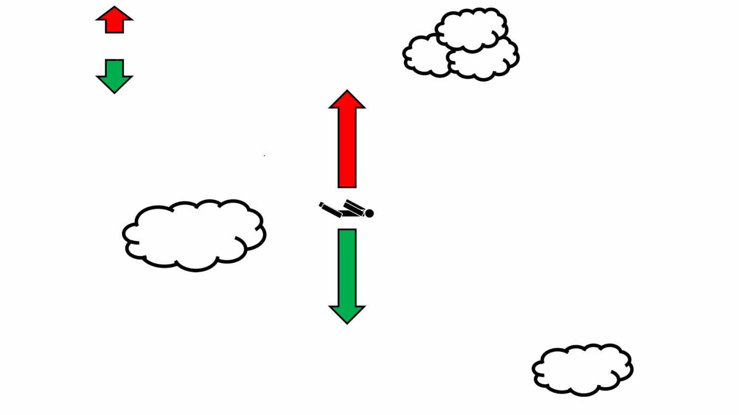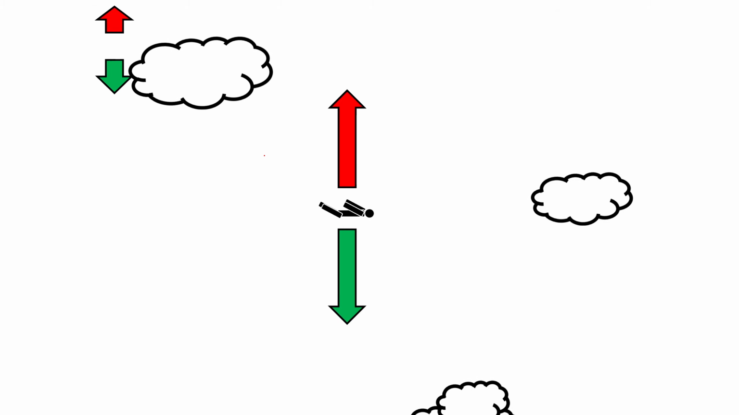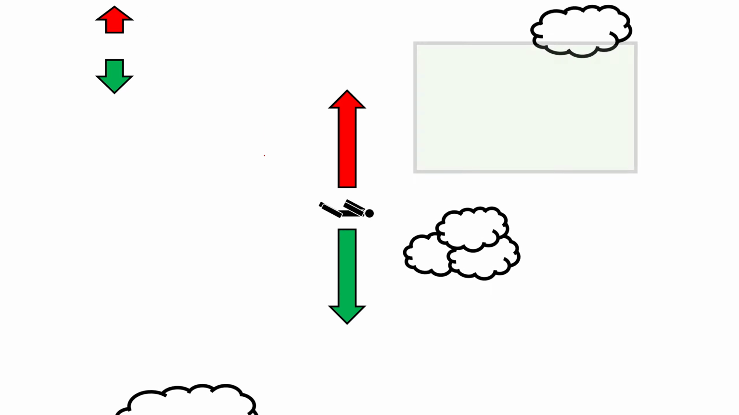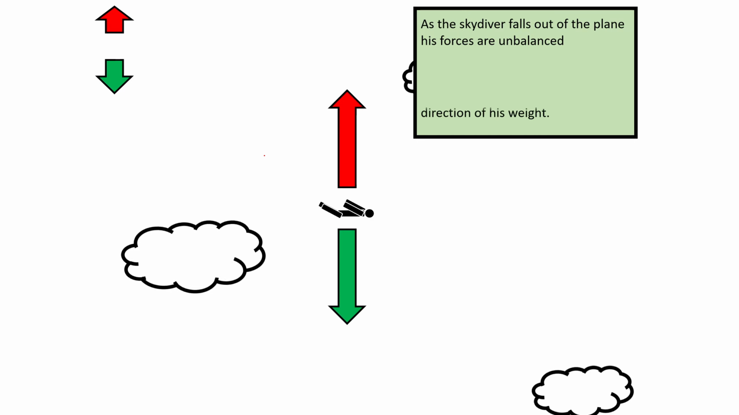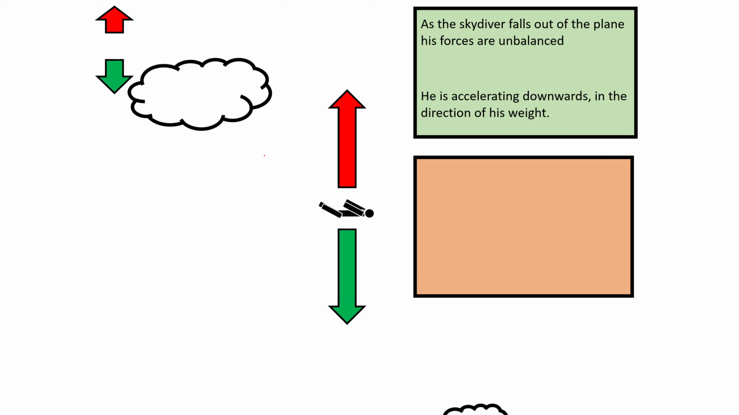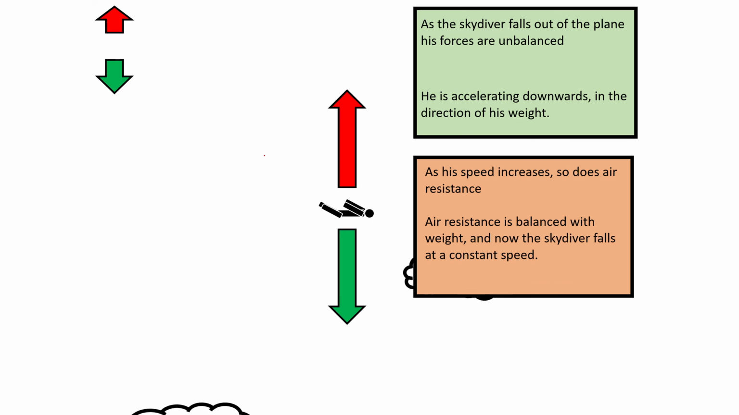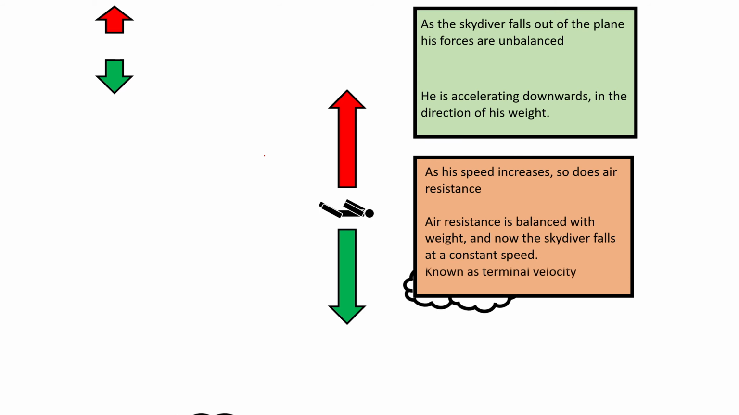Because the weight force and the air resistance force are equal and opposite, you will have a constant speed forever. Now, when he jumps out of the plane at the start, the forces are unbalanced. This causes him to accelerate downwards in the direction of his weight. As his speed increases, so does his air resistance, and eventually air resistance becomes balanced with his weight, and now the skydiver will fall at a constant speed. So that is this picture here. We call this terminal velocity.